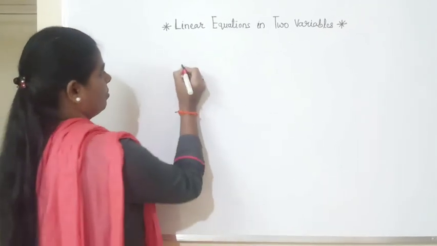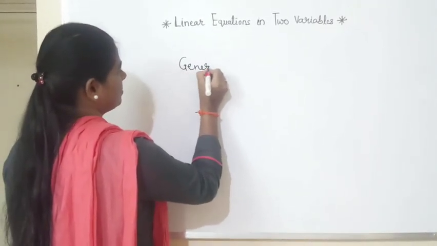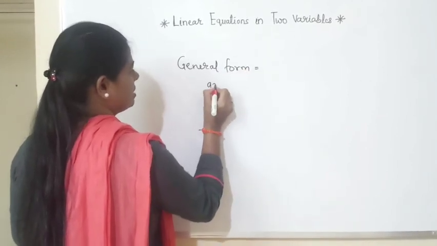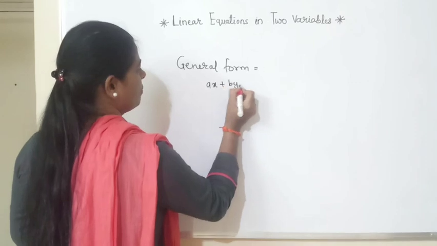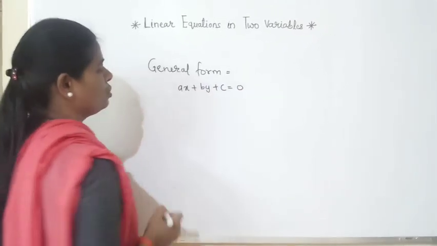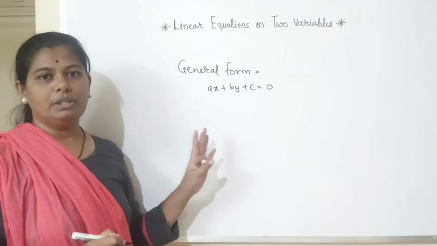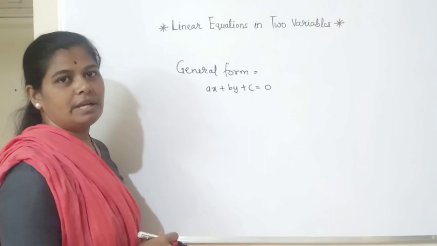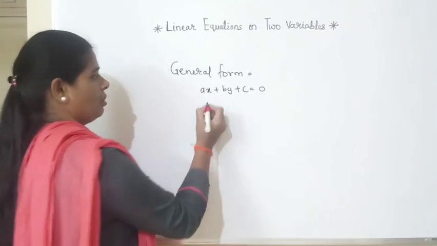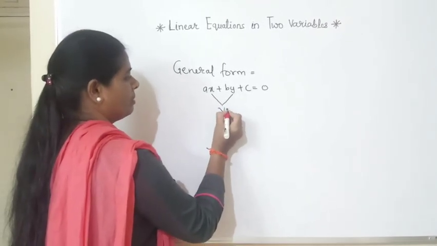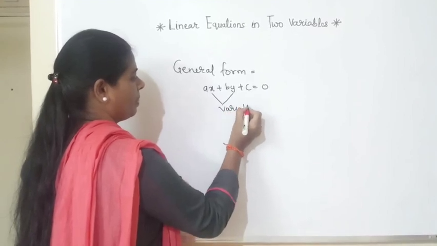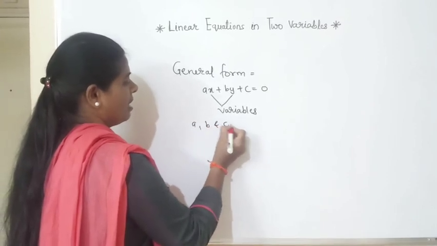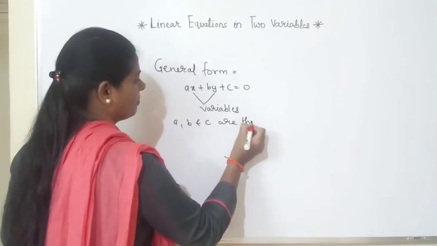Now the general form of a linear equation is ax plus by plus c equal to 0. This is the general form of the linear equation. In this equation you can see that there are two variables, that is x and y. So x and y are the two variables, and a, b and c are the coefficients.